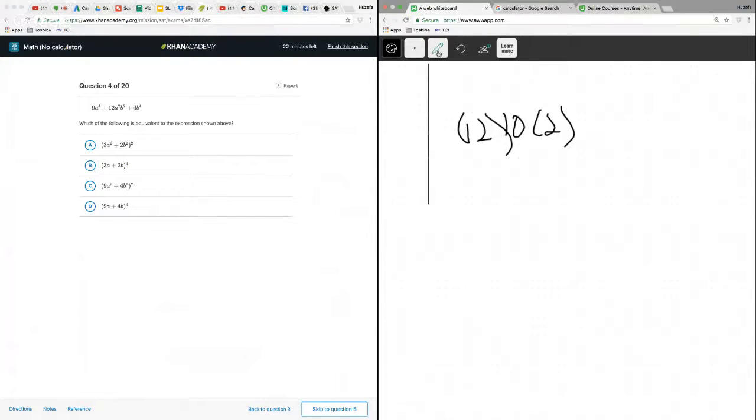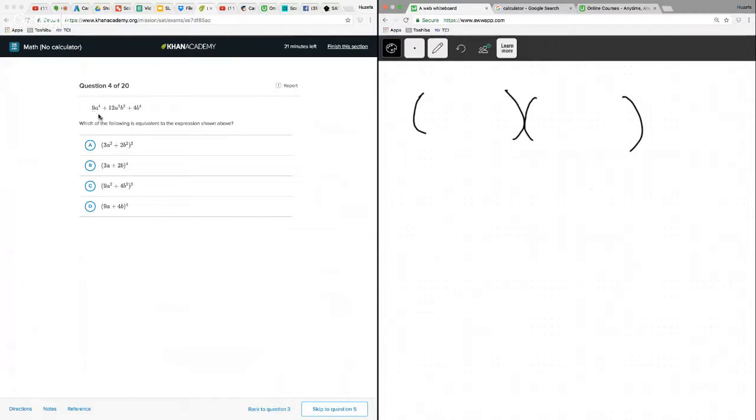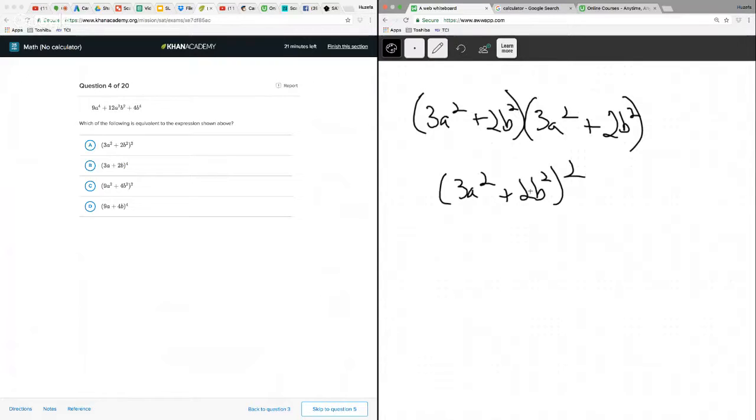Let's go on to number 4. So the first ones are a little faster, then they get tougher. 9a to the 4th. Okay, so this is a perfect square. So we just got to factor this, and I'm going to do it like this. Let's pretend we didn't know it's a perfect square. So I'm going to just try and factor this. So the first term is going to be 3a squared, right? Those guys multiply to 9a to the 4th. Over here is 2b squared, 2b squared. Now, why is this right? And then these are the same things, so I can write it as this squared.